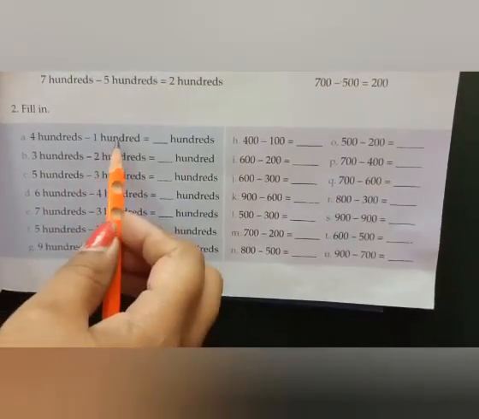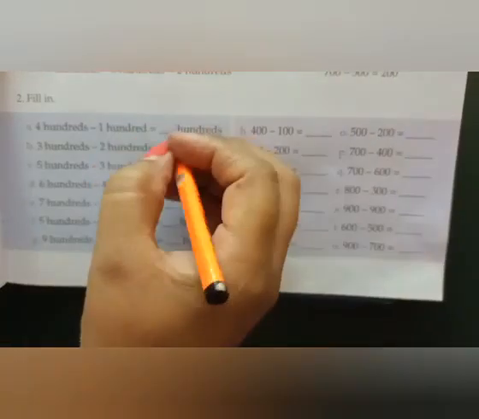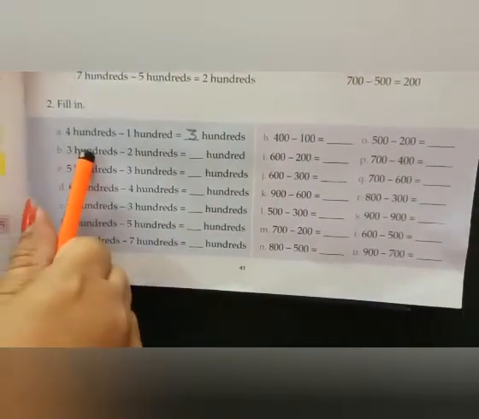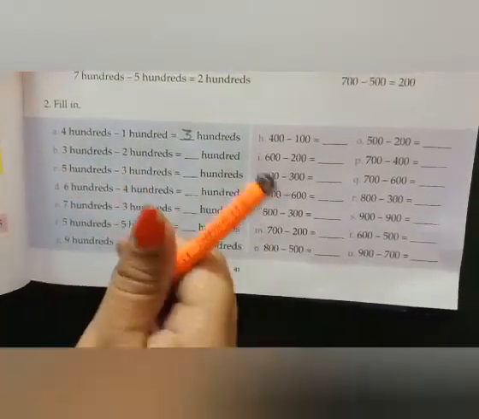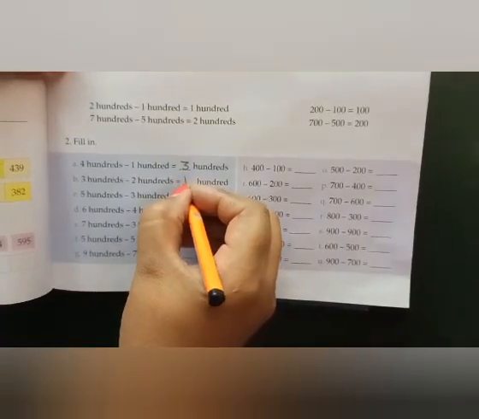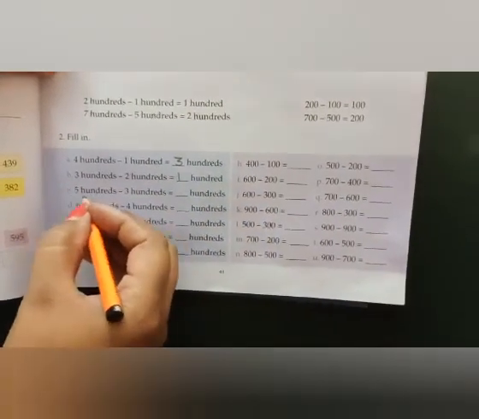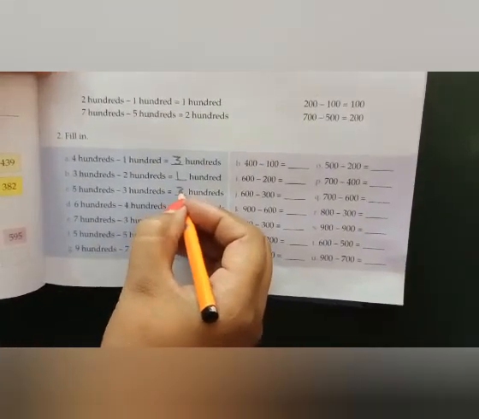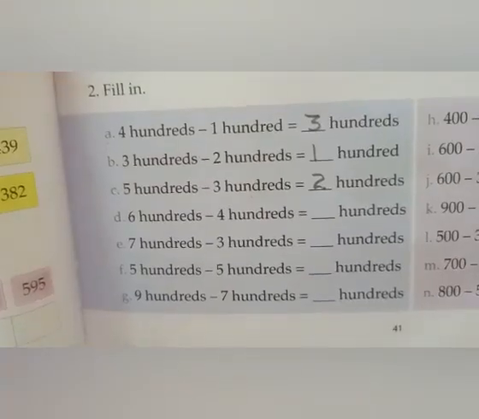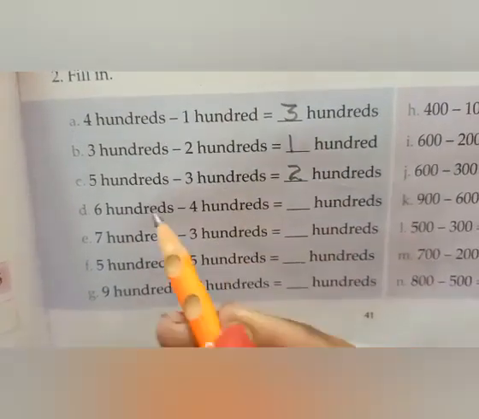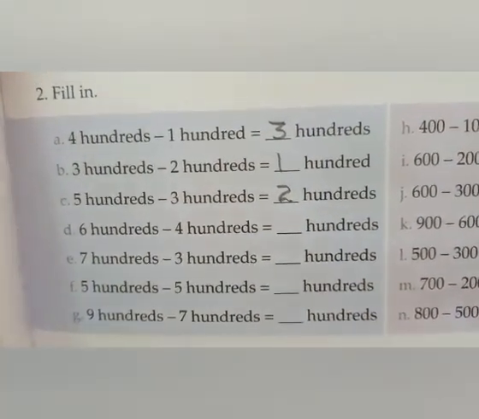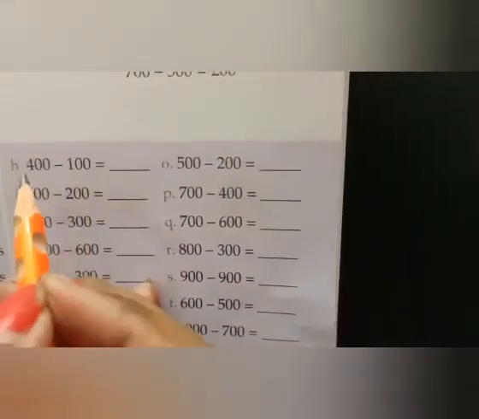400s minus 100. The answer is 300s. Next, 300s minus 200s. The answer is 100. Next, 500s minus 300s. The answer is 200s. Children, rest fill in the blanks are your homework and we will come to the other side.